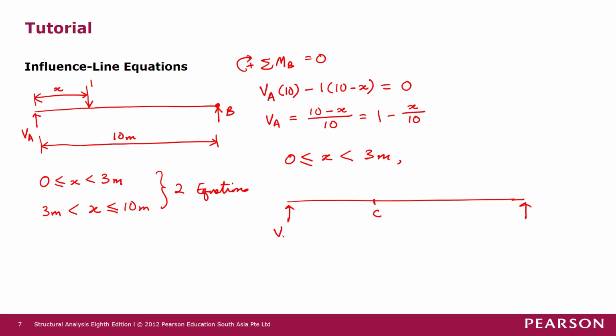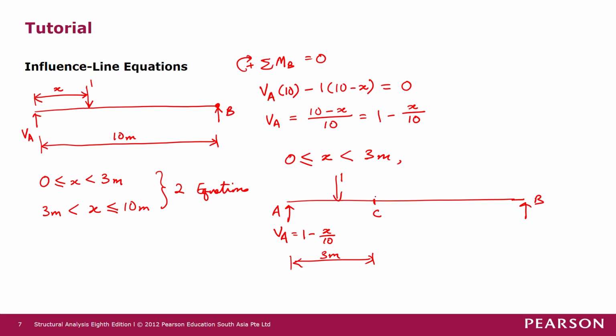Now we have VA here, which equals 1 minus x over 10. So when x is less than 3 and more than 0, the 1 unit force is within AC, right? So this is joint A, this is joint B. The 1 unit force is there, where this is 3 meter.